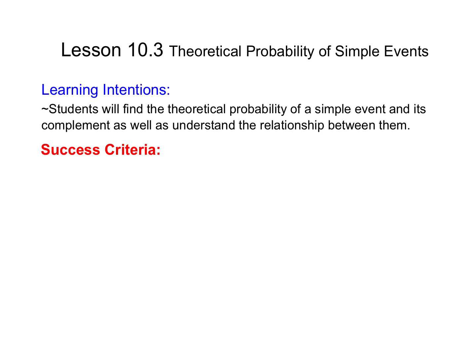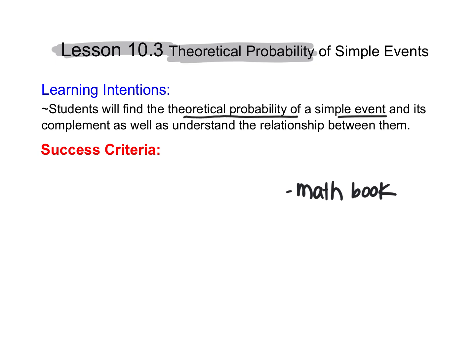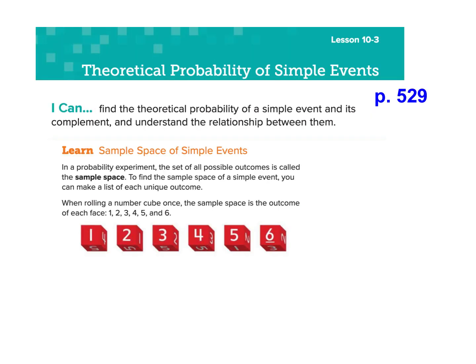All right, hey guys, we are going to go over lesson 10.3, which is all about theoretical probability, which I've talked about a little already, so this shouldn't be too bad. You need to have your math book out and a calculator as you watch this, and you should be taking notes as you go. Our learning intention for today is that we're going to be able to find the theoretical probability of a simple event and its complement, and we'll talk about what that is. Okay, so open your math book to page 529 if you haven't.